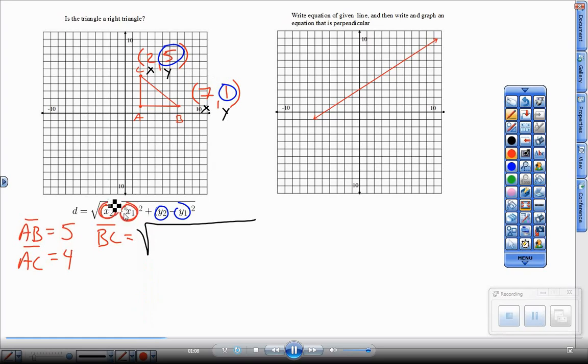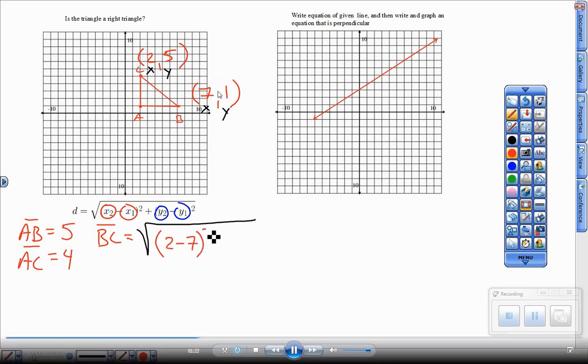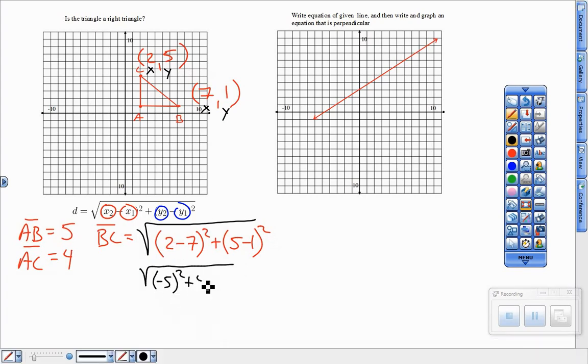Since I'm squaring these, it does not matter the order you put these in. I could go 7 minus 2 or 2 minus 7, does not matter. I'm just going 2 minus 7 because I like to go left to right. 2 minus 7 squared plus the difference of the two y coordinate numbers, 5 minus 1 squared. That gives me the square root of -5 squared plus 4 squared, which gives me the square root of 25 plus 16, which gives me the square root of 41. I'm going to leave this as a radical. I'm not going to find this as a decimal.